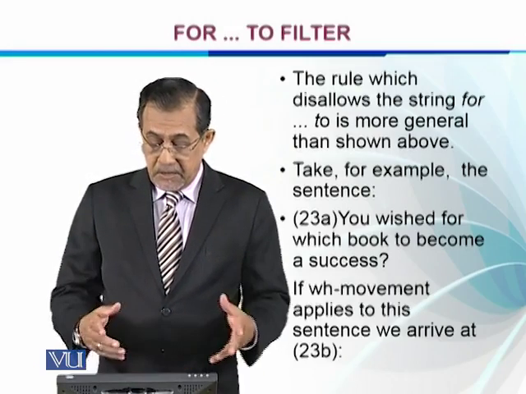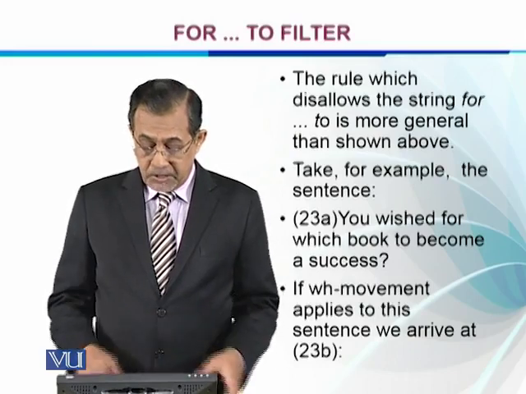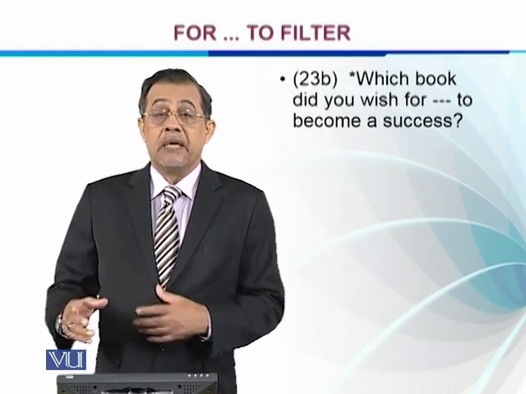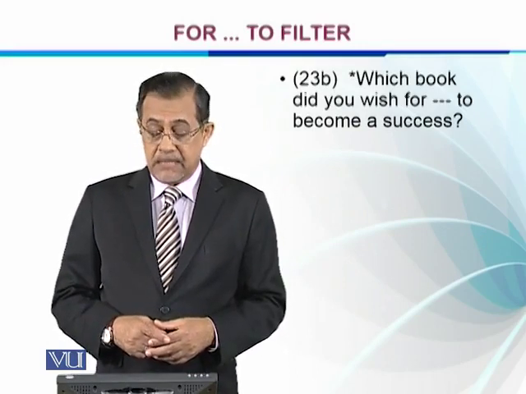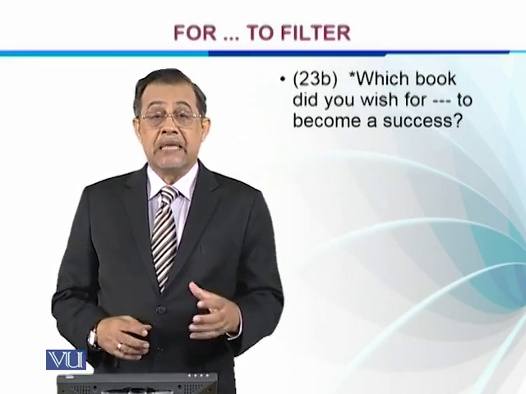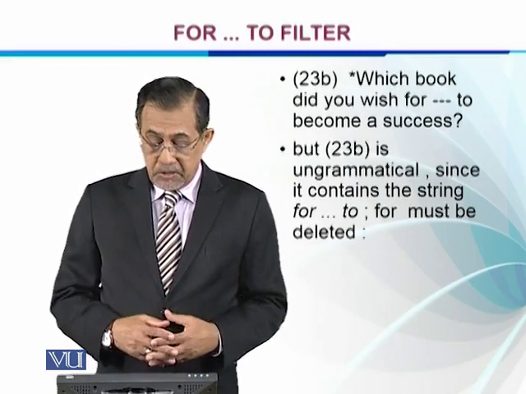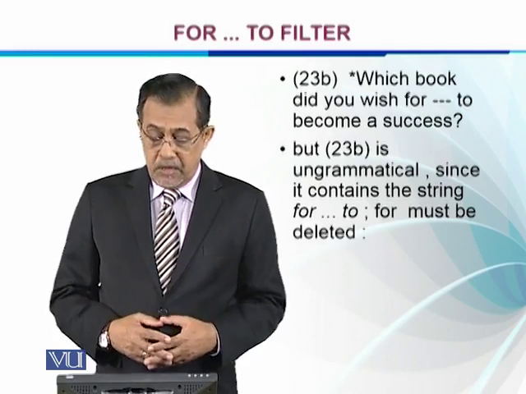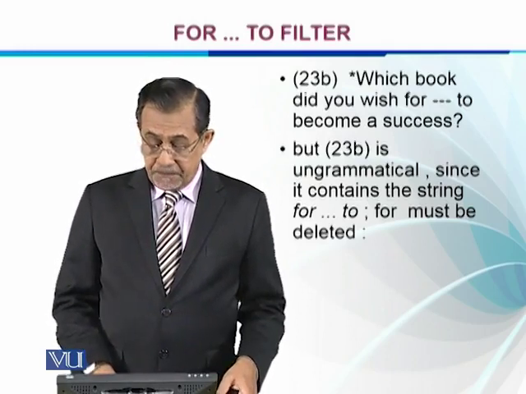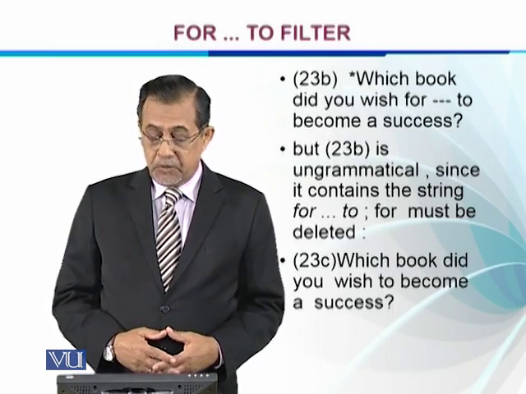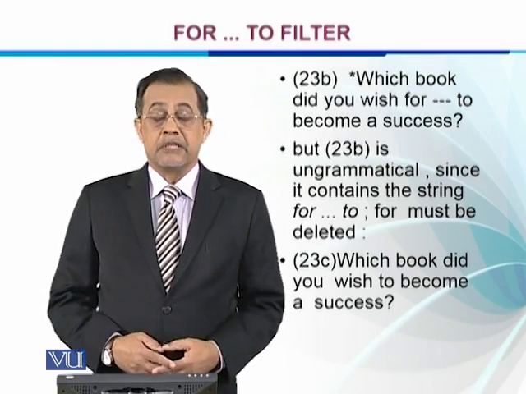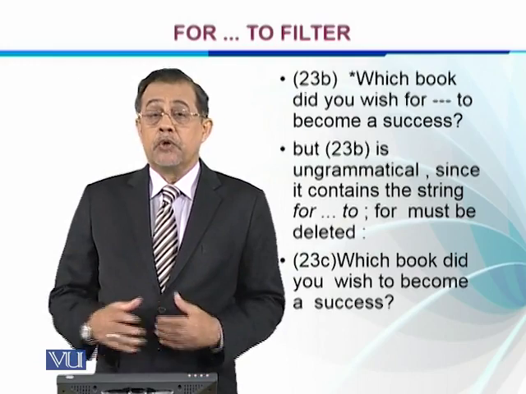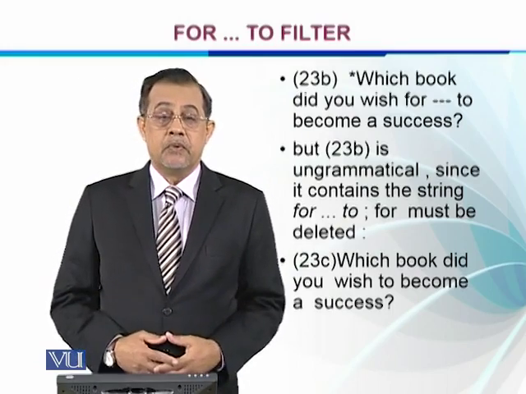If you look at this, if WH movement applies to this sentence, we arrive at 23b. Which book did you wish for to become a success? So this is an incorrect sentence in the English language. 23b is ungrammatical since it contains the string for to, which must be deleted. So we can have it like this: which book did you wish to become a success? So whenever you have the complementizer for in a subordinate sentence, it should not be combined with to. It must be filtered out.